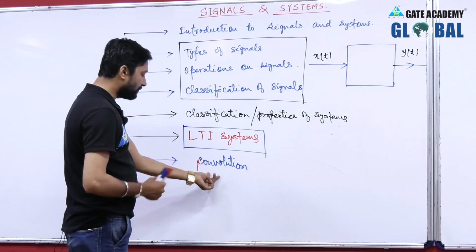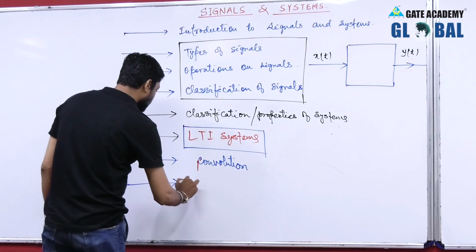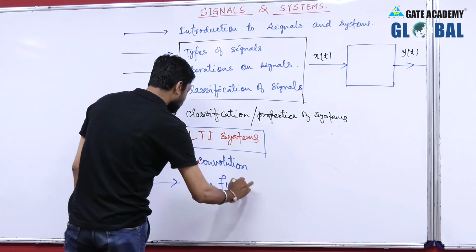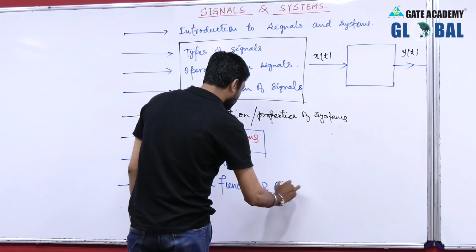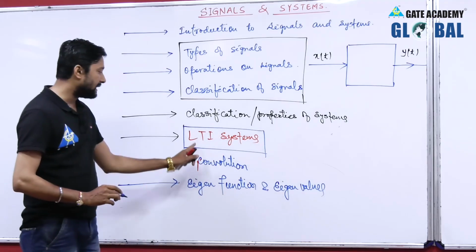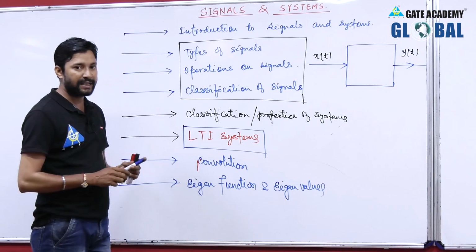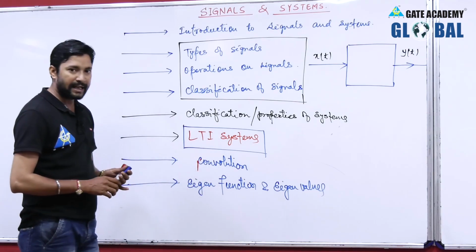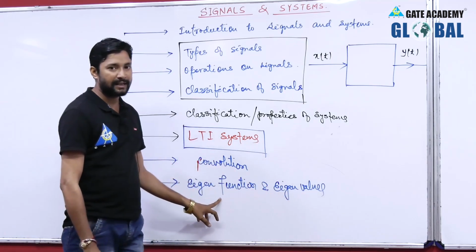After LTI systems and convolution, one more thing in the basics we will cover here is eigenfunctions and eigenvalues. These are defined only for LTI systems. Here we will see which kind of function or which kind of input is said to be an eigenfunction for a particular LTI system, and for every eigenfunction we will find a particular eigenvalue corresponding to that eigenfunction.